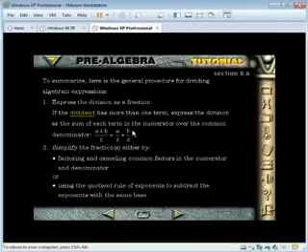To summarize, here is the general procedure for dividing algebraic expressions. 1. Express the division as a fraction. If the dividend has more than one term, express the division as the sum of each term in the numerator over the common denominator. A plus b over c equals a over c plus b over c. 2. Simplify the fractions either by factoring and canceling common factors in the numerator and denominator, or using the quotient rule of exponents to subtract the exponents with the same base.